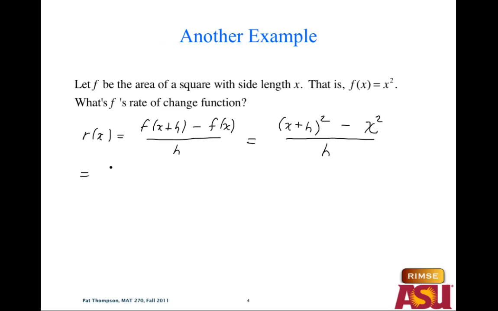x squared plus h squared, right? You should be thinking no. Although many, many calculus students have tried x squared plus h squared in the past. There's a middle term, 2xh, minus x squared, all over h. What happens now?